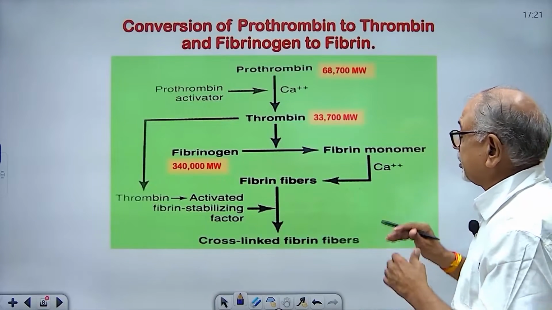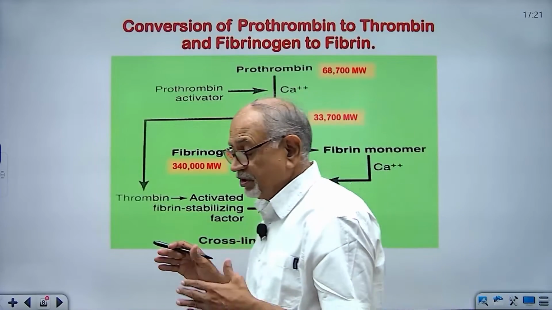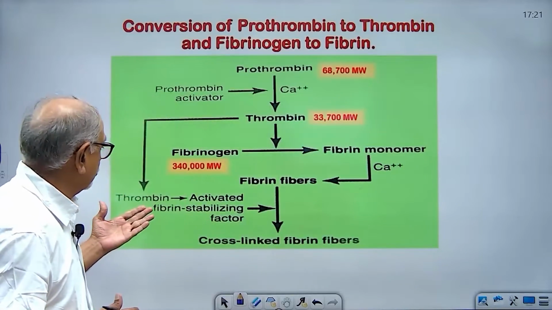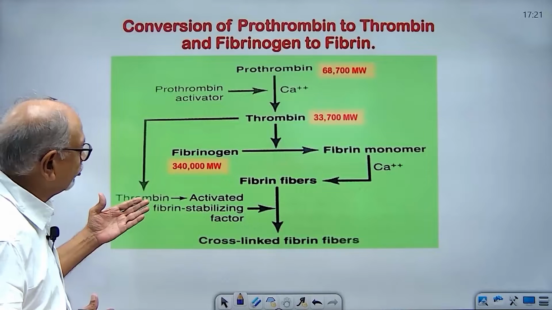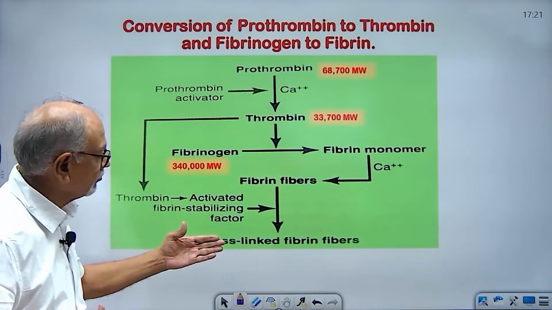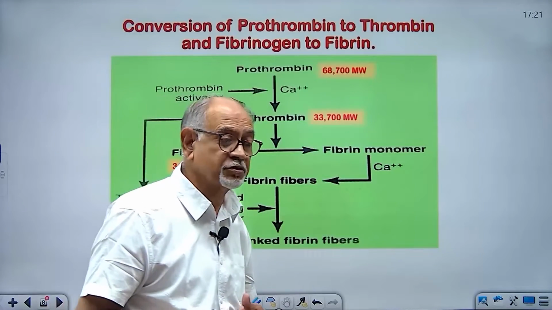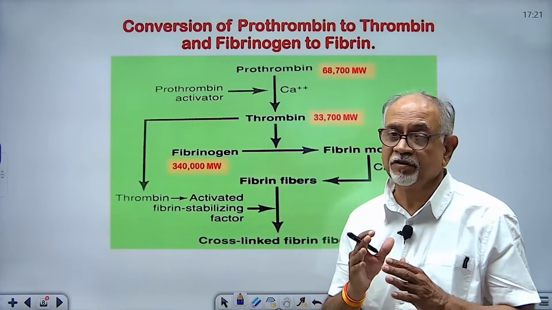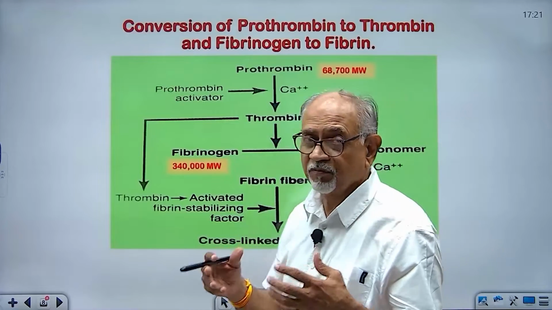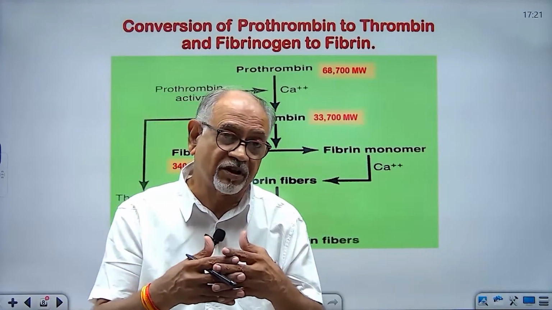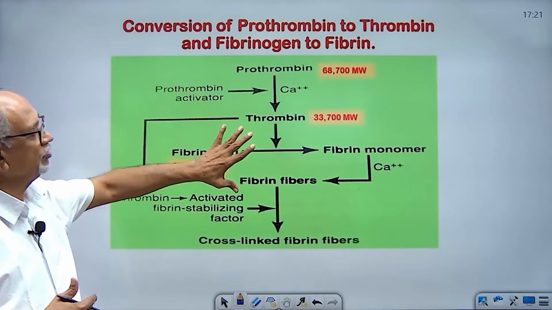This process is again helped by the calcium ions, and the activated fibrin stabilizing factor also helps in this process in the formation of cross-linked fibrin fibers, as we have already seen, that the non-covalent bonds are converted into covalent bonds. So, therefore, forming a tough fiber network forming the clot. Now here you can see the whole process.